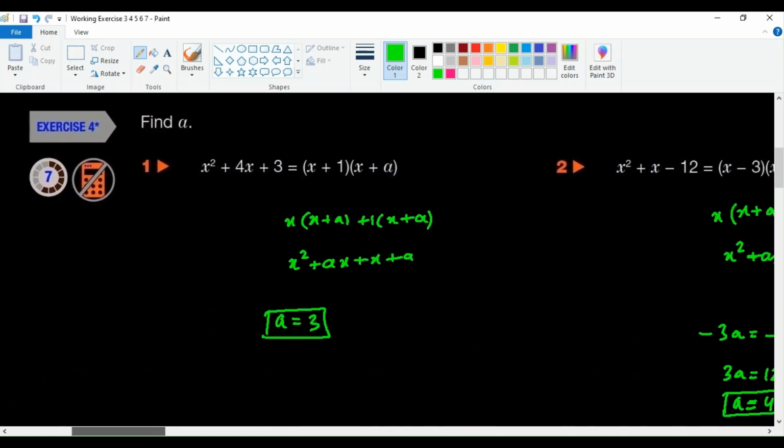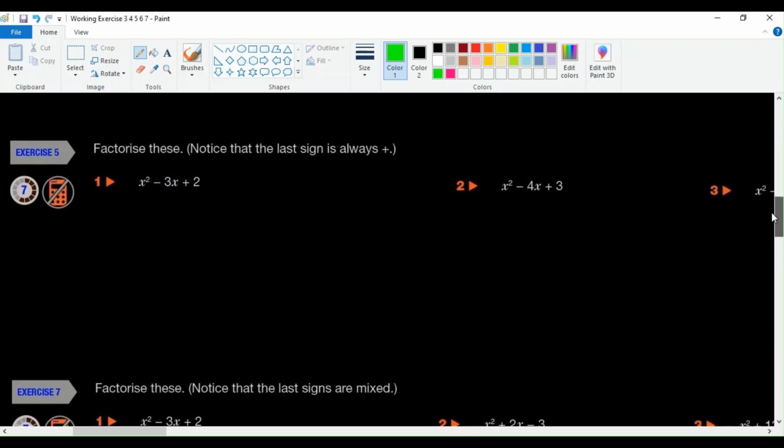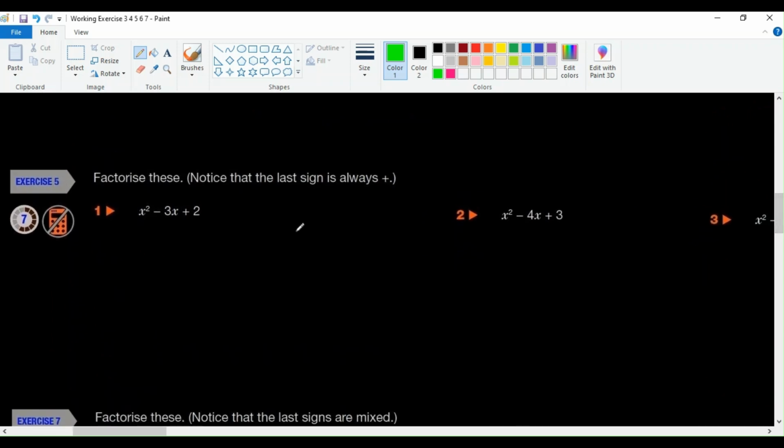Moving on to exercise 5. Let's see where it's, yes, here it is. Now in here you have three terms and you need to factorize. As you can see, the last sign is always plus. So I'm going to factorize this, because 2 times 1 over here that you cannot see because we don't write it. So 2 times 1 is a 2. The factors of 2 are 1 times 2.